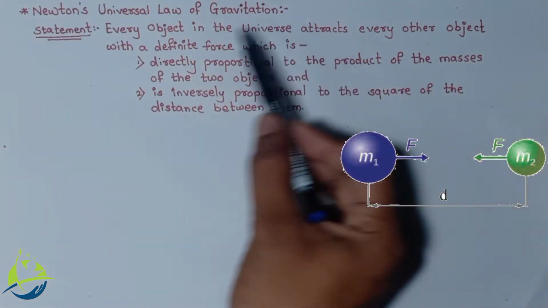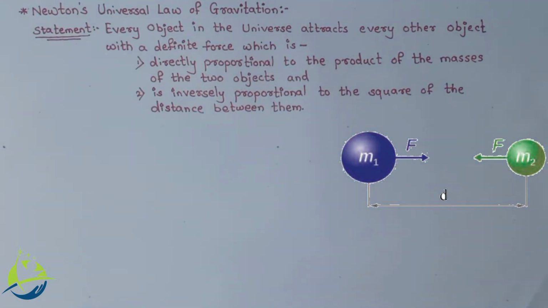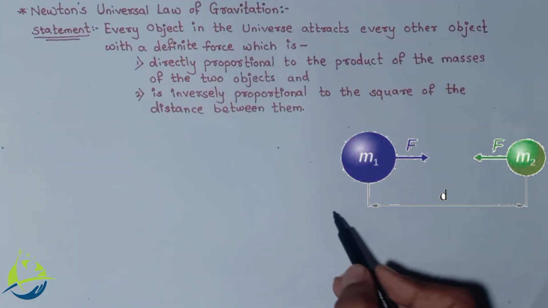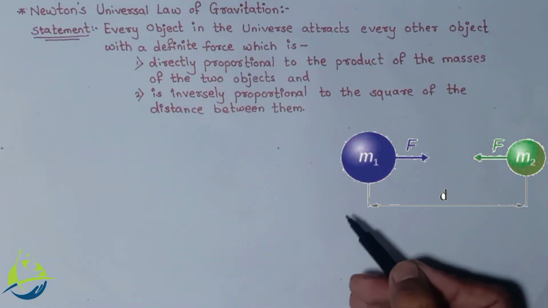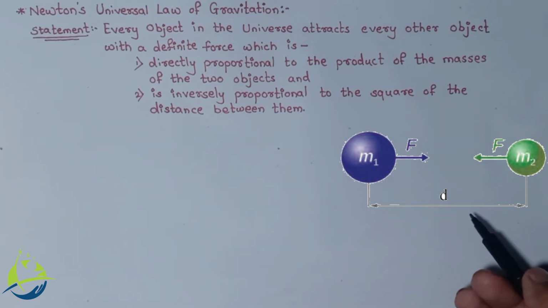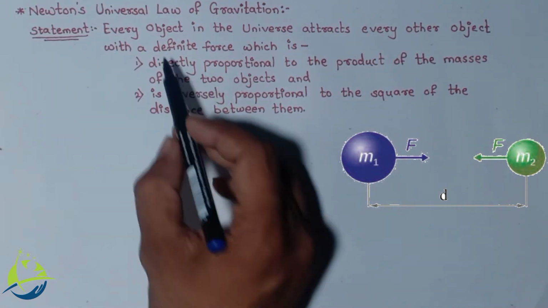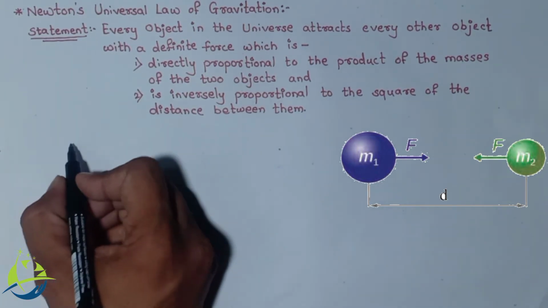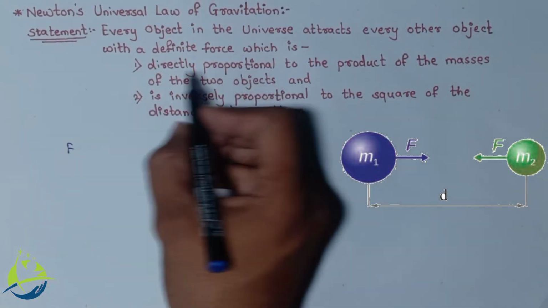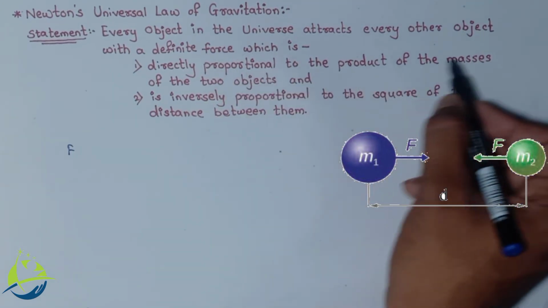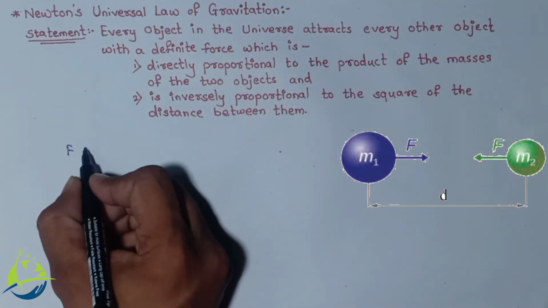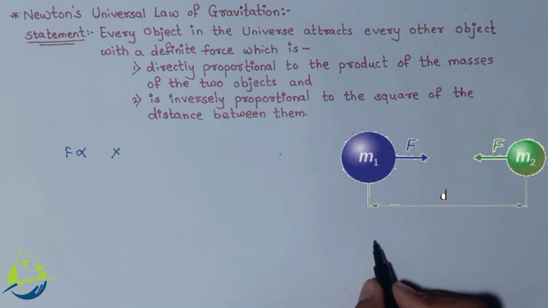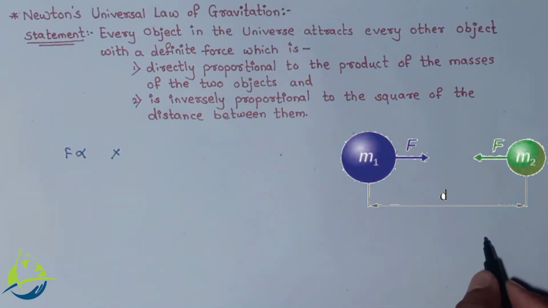How to derive a formula from this statement? See, every object in the universe attracts every other object. Two objects are shown. First object mass is m1, second object mass m2. With a definite force means the relation is given in terms of force, means this force is first directly proportional to the product of their masses. First body mass m1, second body mass m2.